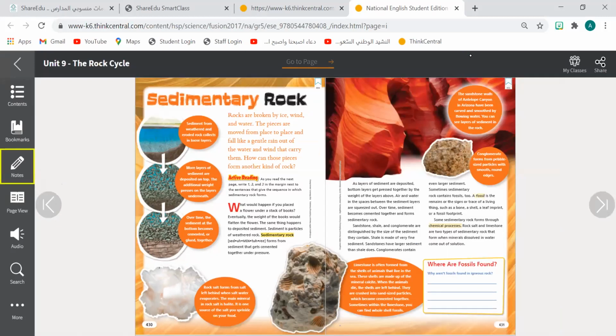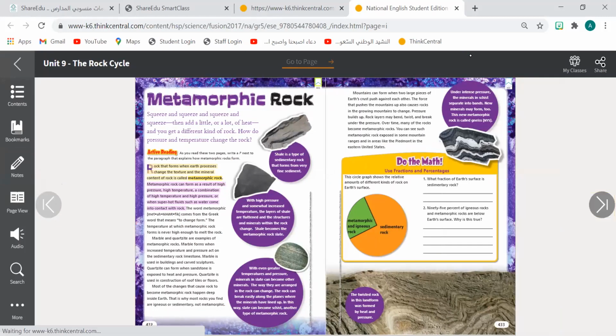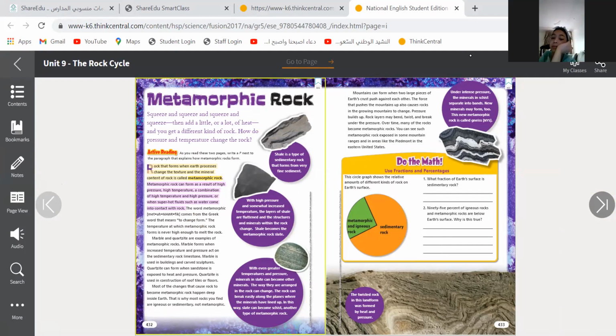Finally, the last one we have over here is called a metamorphic rock. What is a metamorphic rock? First of all, the word metamorphic, where does it come from? It's a Greek word. It means what? To change form. So metamorphic means to change form.